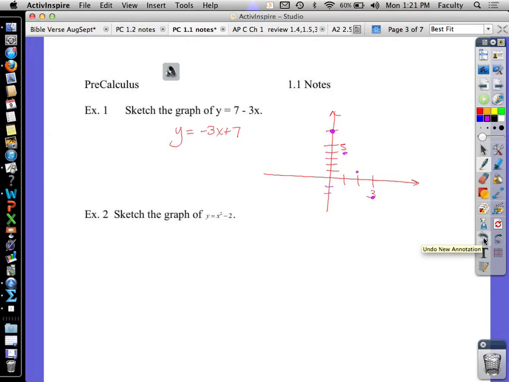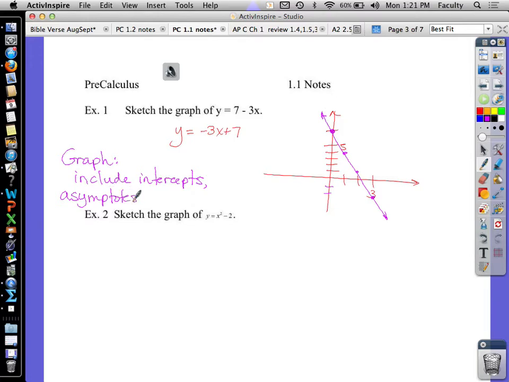Let me try that again. There we go. Okay, it's a line. Now, what I need to tell you on your graphs, you need to include any intercepts, asymptotes, or minimum maximum values, okay?